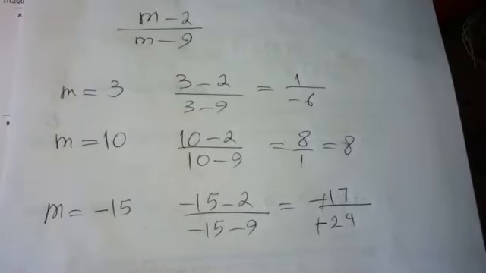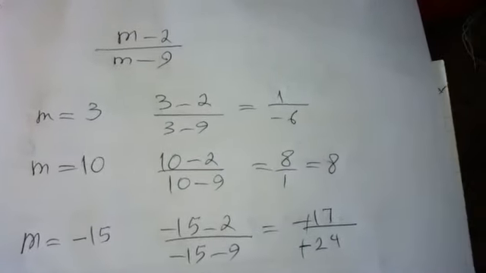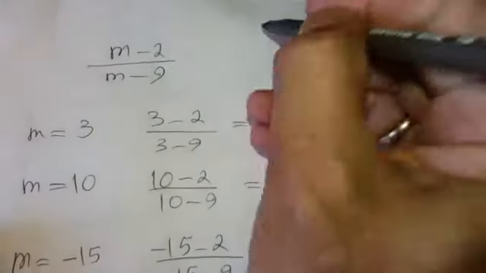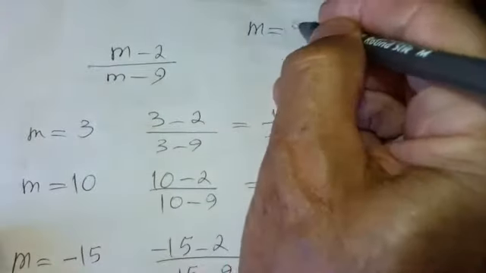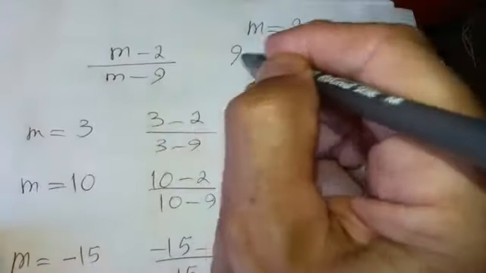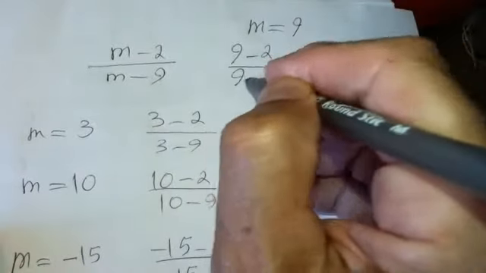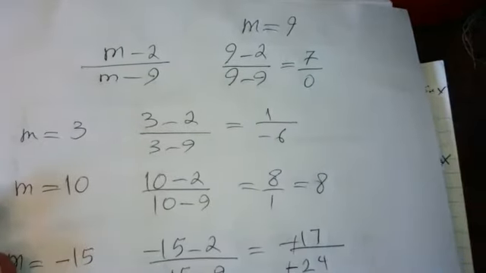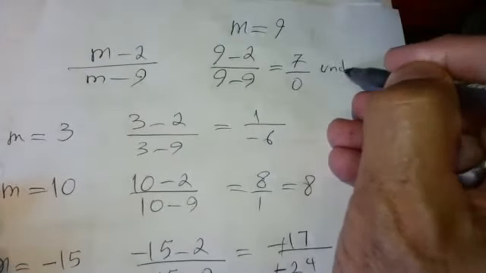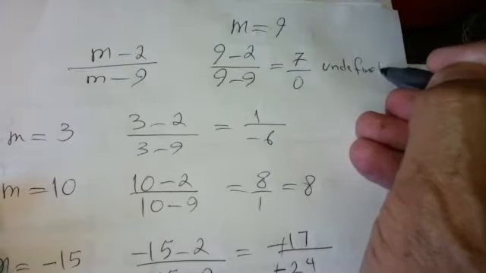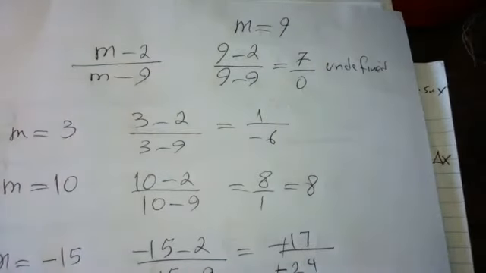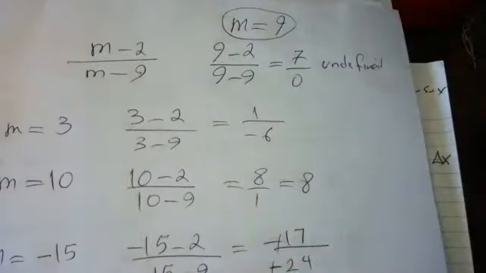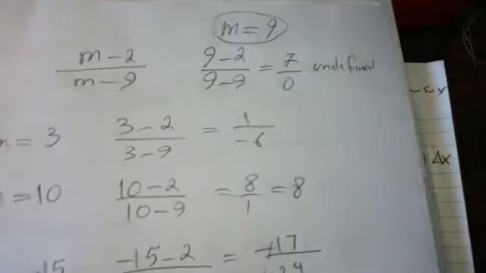Is there a number that when I substitute for m, I don't get any result? Let's try 9. 9 minus 2 over 9 minus 9. What is 7 divided by 0? We talked about this. We say 7 divided by 0 is undefined, right? Because when I use my calculator it gives me an error. So there is one number that must be excluded. That's what they're asking here.